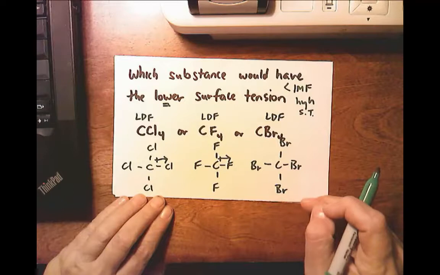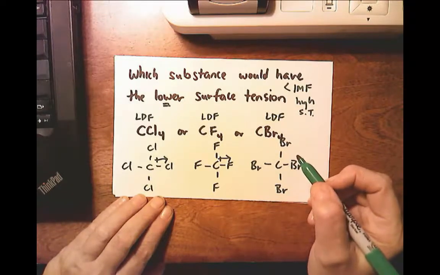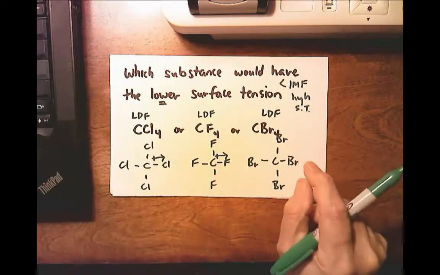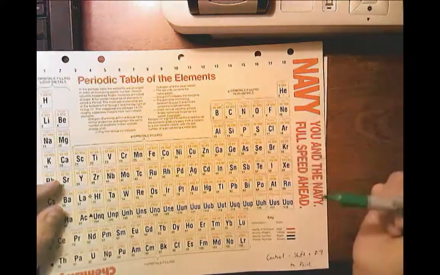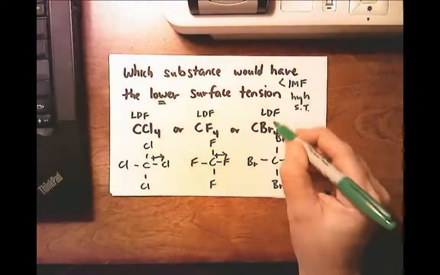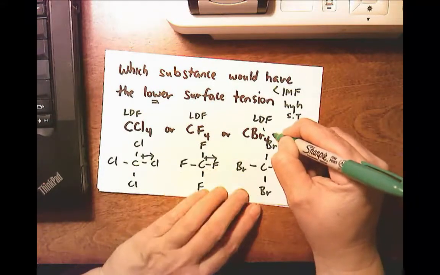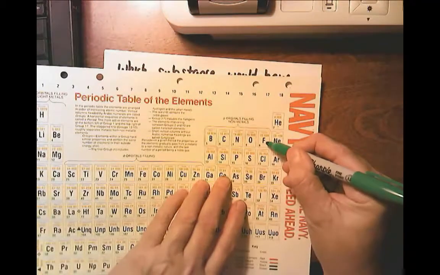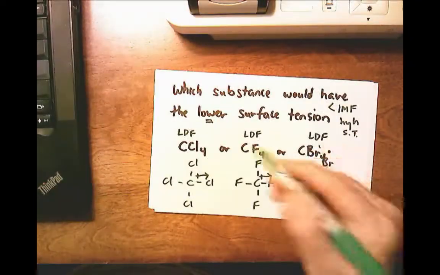So now how do we decide? What you have to think about now is the size of the molecules. They all have carbon. The different molecules are the ones on the end. So let's get our periodic table. Fluorine, chlorine, bromine. Remember the trend goes this way. Bromine being the bigger molecule, this is going to be the stronger force. So this one's going to have the higher surface tension. Fluorine now being the smallest molecule, it's going to have the weakest.